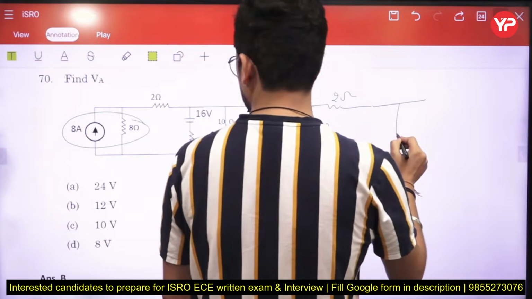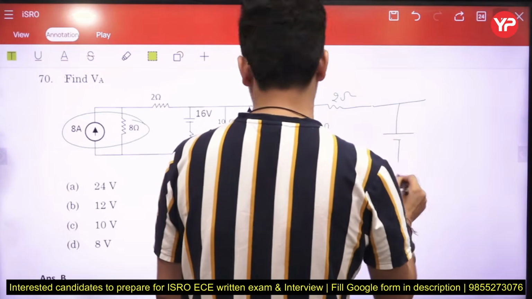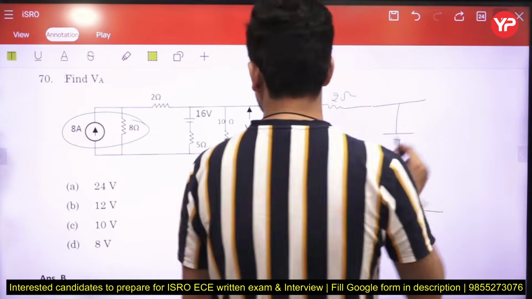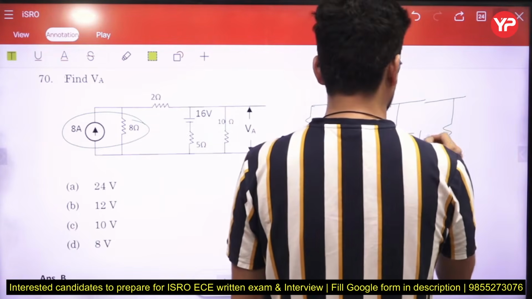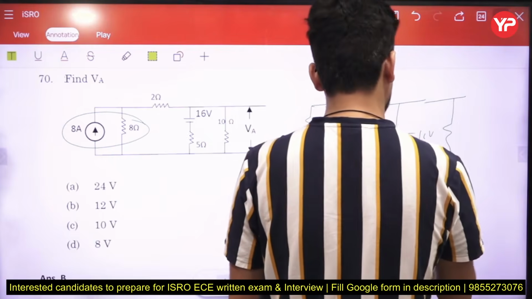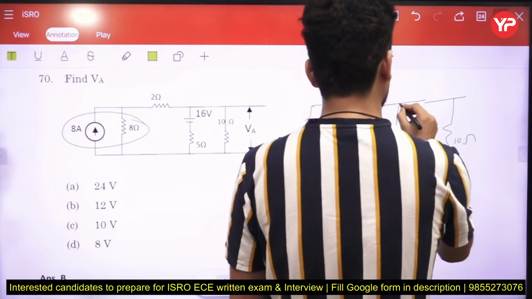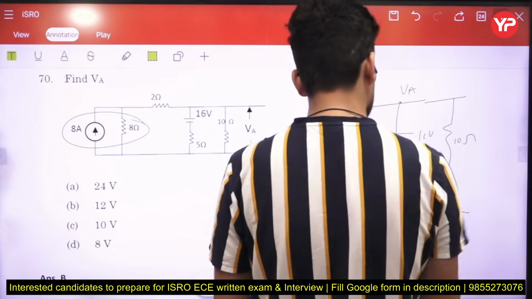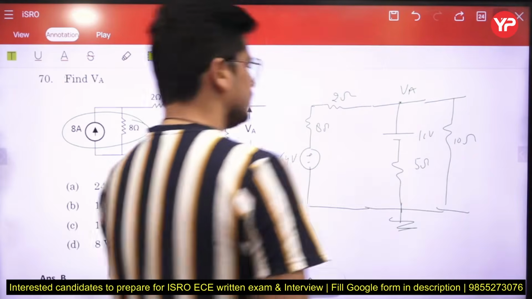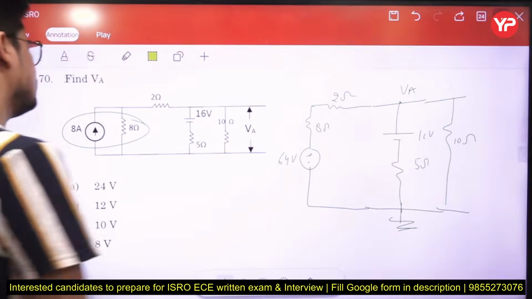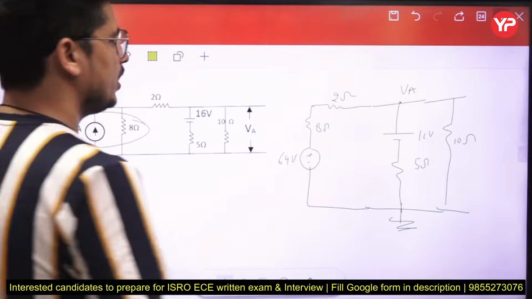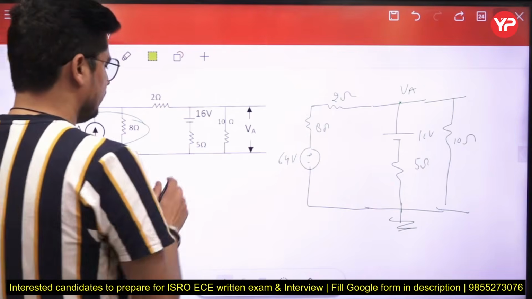Now we will have a resistance here, 16 volt, 5 ohm, 10 ohm. Now we have to calculate the voltage VA here. Let's take this as the reference here. So I make this circuit like this by changing this current source into a voltage source. Now I can apply the nodal analysis there.